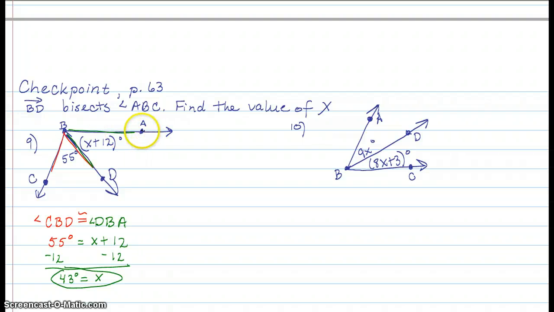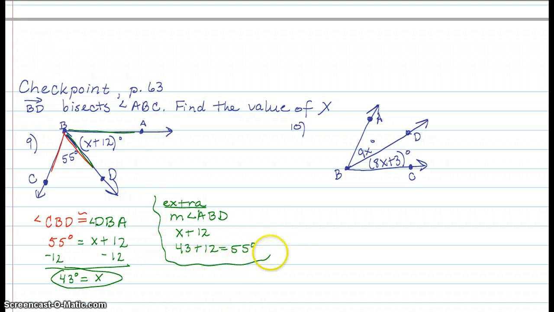So if I wanted to find the measure of angle ABD, so this is extra, the measure of angle ABD, that was your green angle, ABD, that's x plus 12. X is 43, so that's 43 plus 12. And we got 43 plus 12 is going to equal 55 degrees. Just as we should have suspected, they're going to be congruent. Is that a good check to do? I would say it is. You need to make sure that you in fact have done your math correctly and that both angles are 55 degrees.